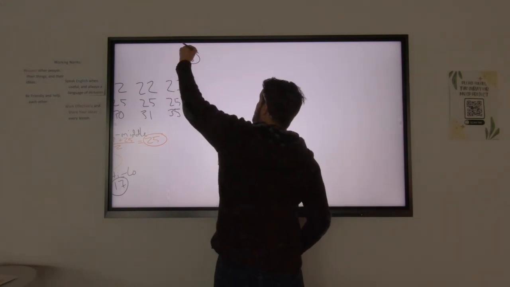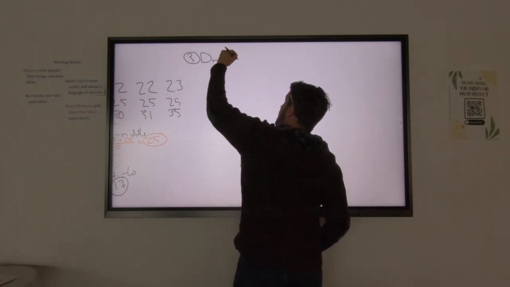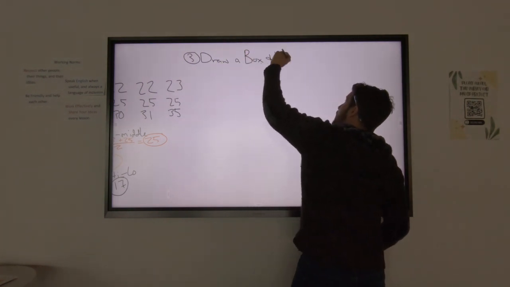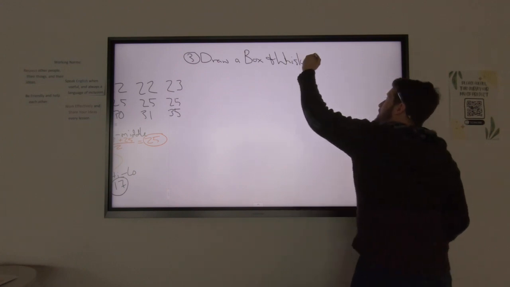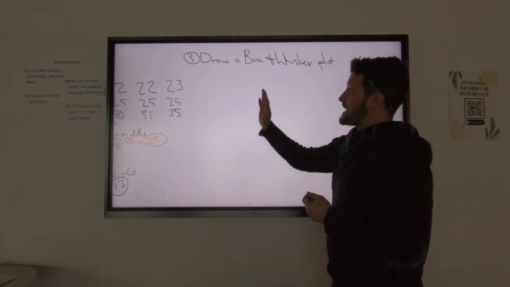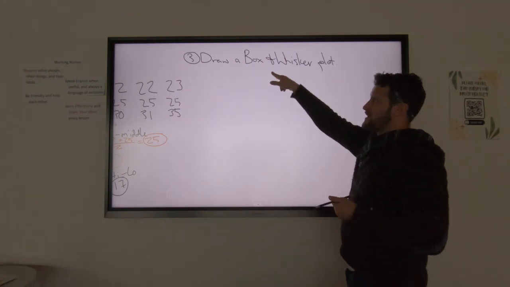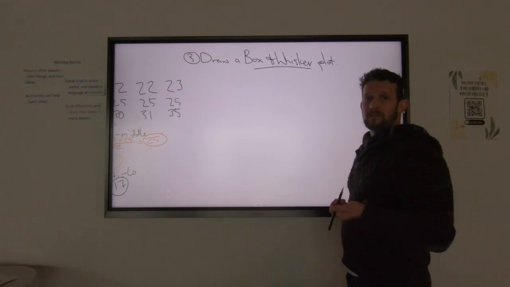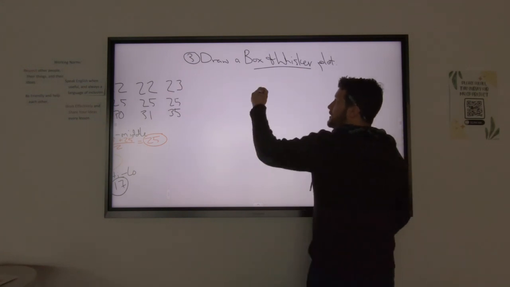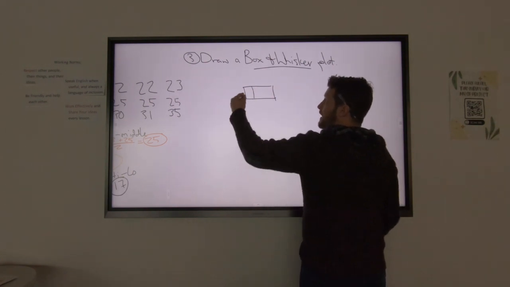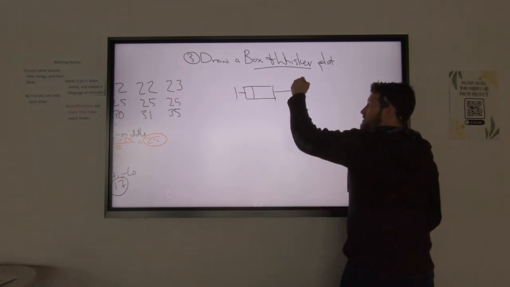Good. 3, draw a box and whisker diagram or plot. Well, we have our data back here. Box and whisker plots, you might not know what they are in the first place. So let's give an example of what box and whisker plots are and look like. What they are is they will have a box with a line somewhere, and then they'll have whiskers.